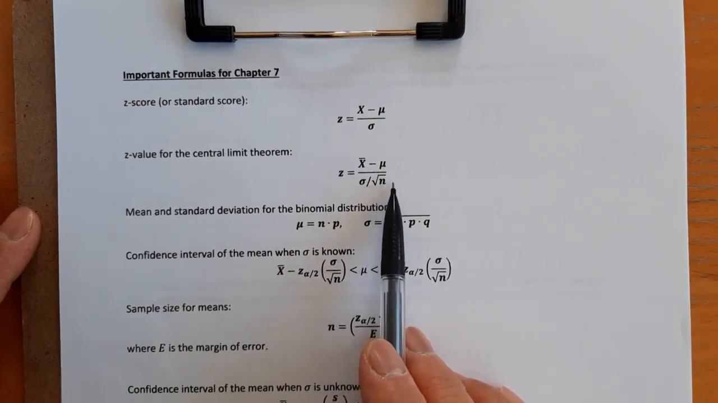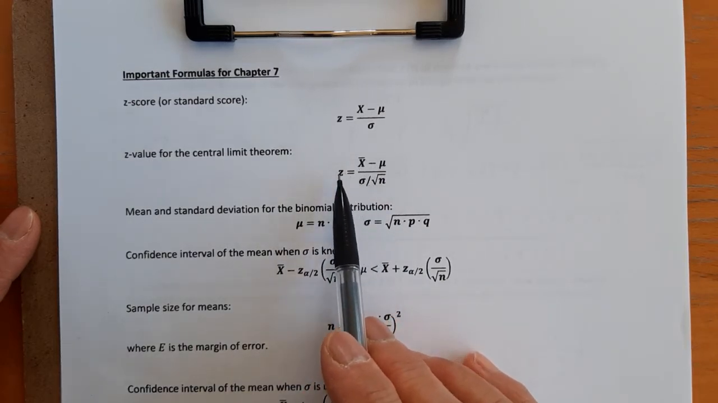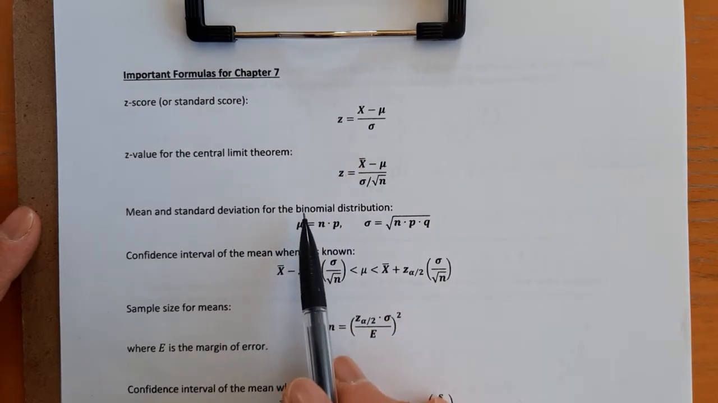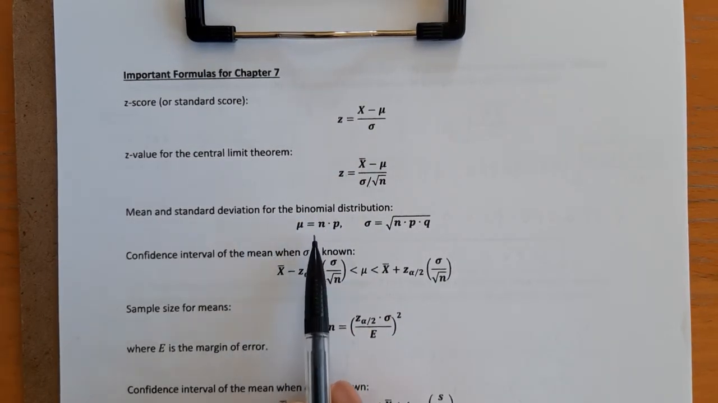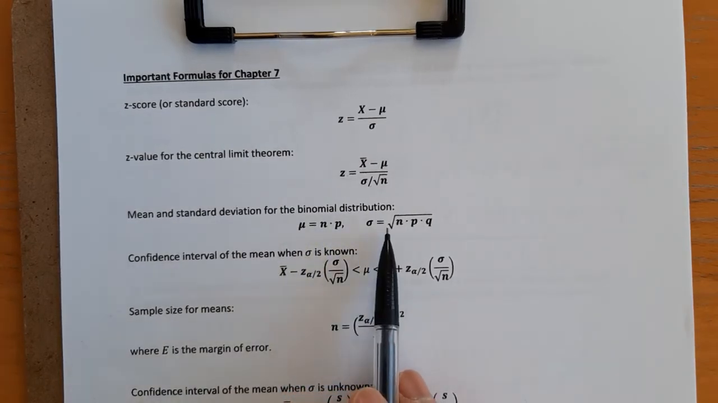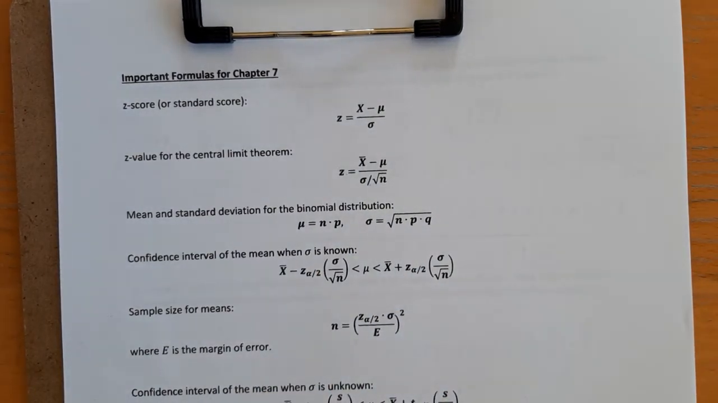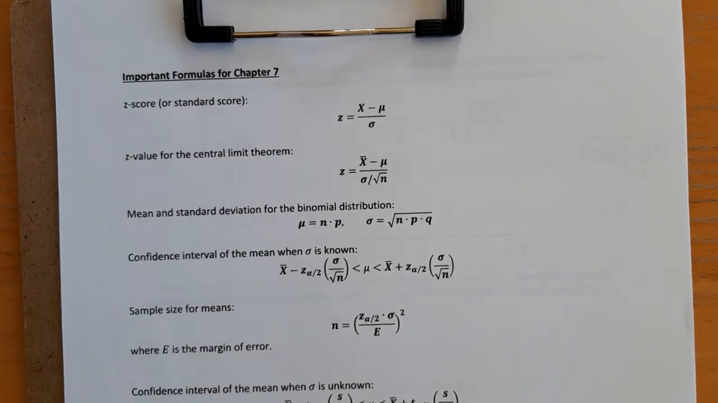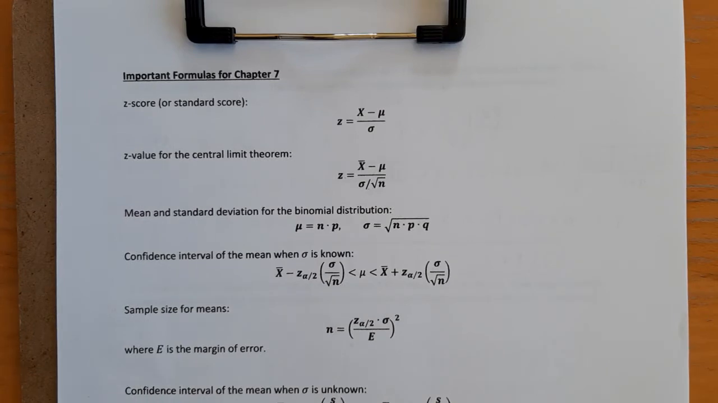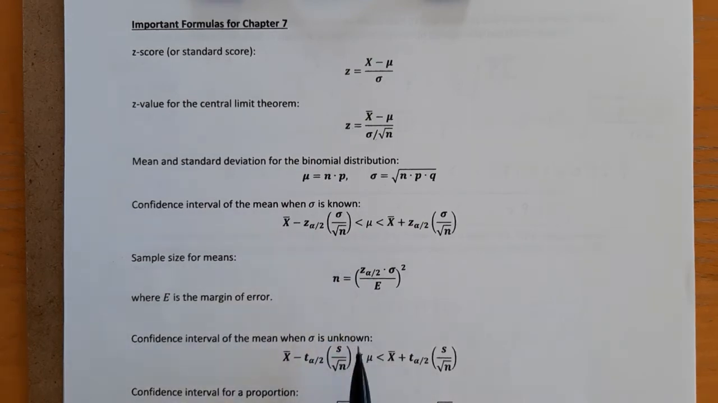If n is not equal to 1, the standard deviation is divided by the square root of n, and the z-score for the sample mean, x bar. And the binomial distribution mean formula: mean equals n times p, standard deviation equals square root of npq. Those three are in chapter 6. Normal distribution, and we use the normal distribution to approximate the binomial distribution. That's in chapter 6.